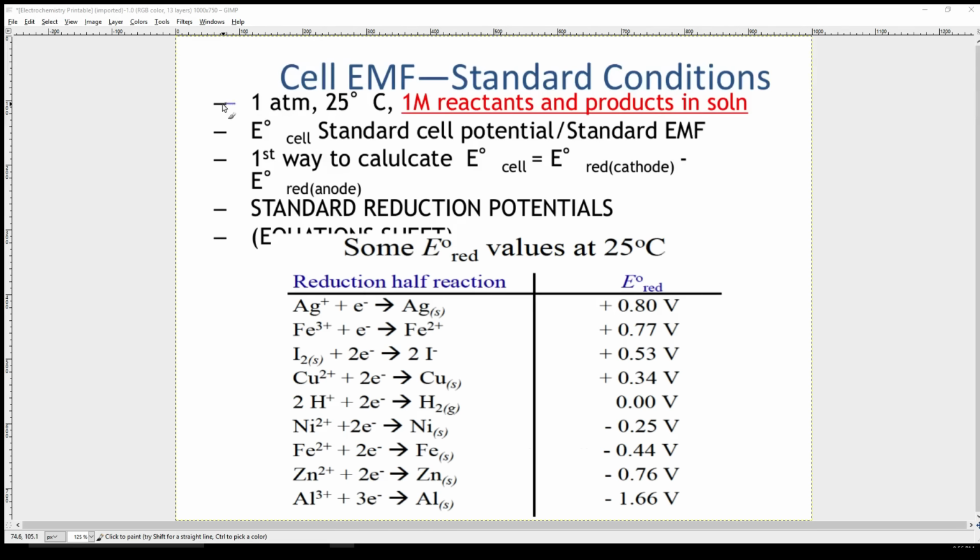These numbers give us these standard reduction potentials, these standard numbers. They're in a chart. You would never have to memorize them. They would come off of an equations sheet or some sort of given piece of paper that has all of these numbers. And one of the ways you can calculate the cell potential would be to take the standard cell potential of reduction of whatever is the cathode minus the standard cell potential of reduction of the anode.